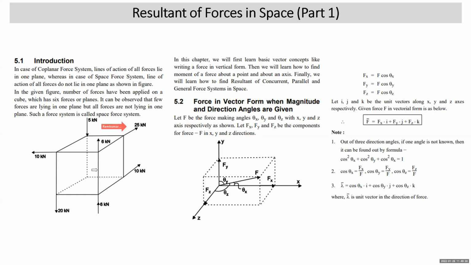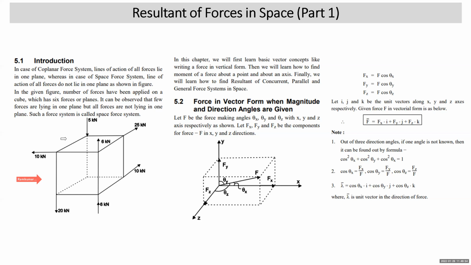Whereas if you take the front face, on this face you'll see that the 10 kilonewton will lie, this 6 kilonewton will lie, this 6 kilonewton will lie, and the 20 kilonewton will lie. But all the forces will not lie in any one of the six planes defined by this cube. Such a force system is called a space force system. So students, in this chapter, we are going to deal with the space force system.